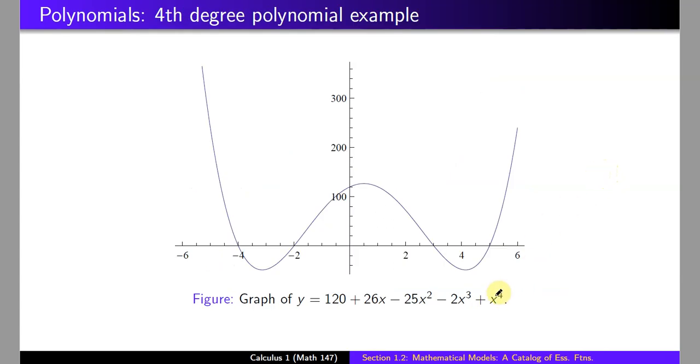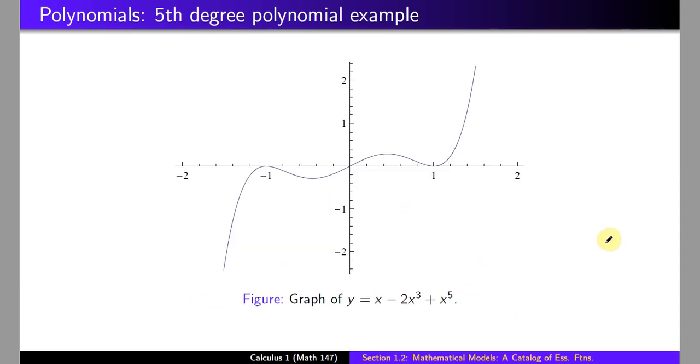If we have a 4th degree polynomial, the highest degree is 4, then notice it may have kind of this W shape, or it may even have kind of a U shape as well, depending on what your middle terms are. And then here's a 5th degree polynomial. Okay, so that's what polynomials look like.